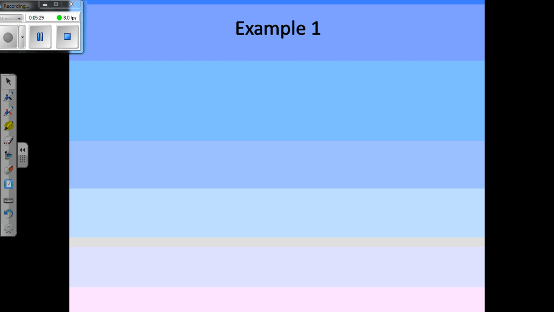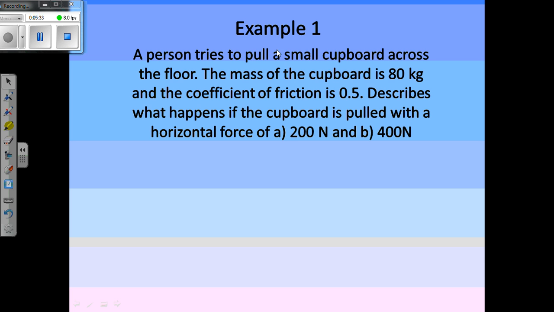So let's go over an example. Here's the first example. A person tries to pull a small cupboard across the floor. The mass of the cupboard is 80 kilograms and the coefficient of friction is 0.5. Describe what happens if the cupboard is pulled with a horizontal force of A, 200 newtons, and B, 400 newtons.